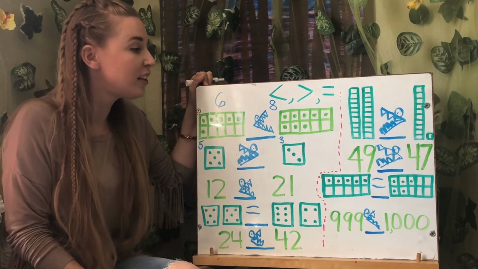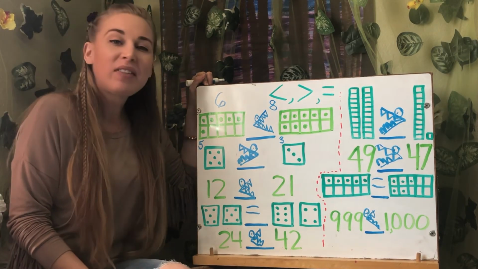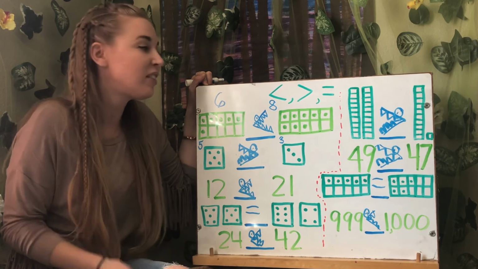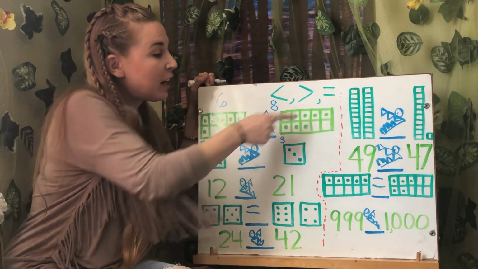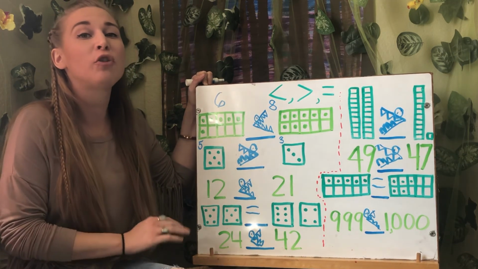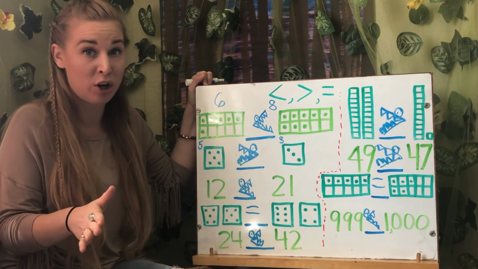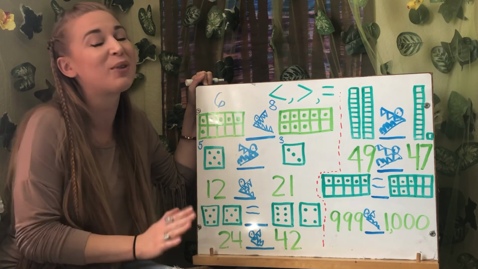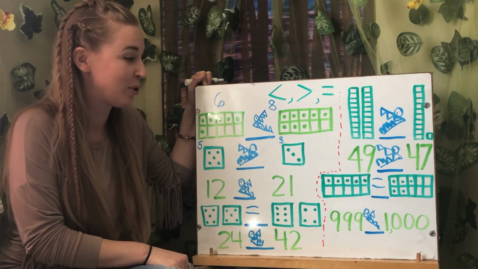So I hope this was easy for you. If it wasn't easy, then just keep on practicing with the less than, greater than, and equal to. And remember, when you're practicing at home, the alligator's always going to eat the number that's bigger because he's really, really hungry and wants a big meal.